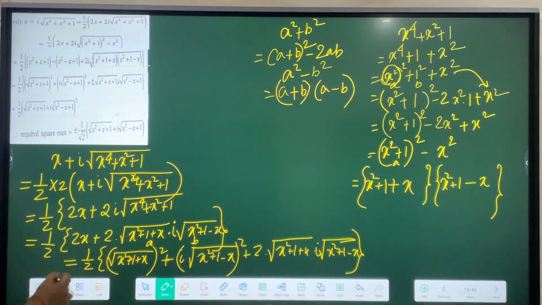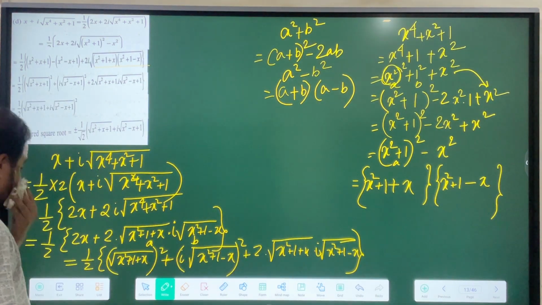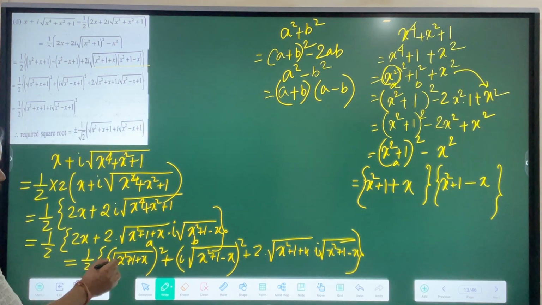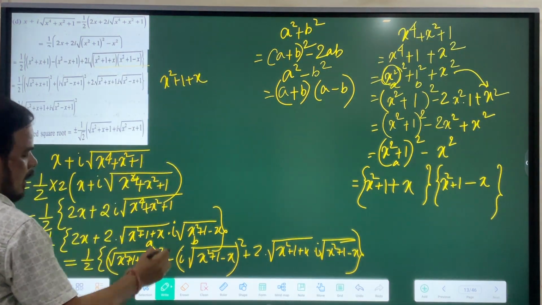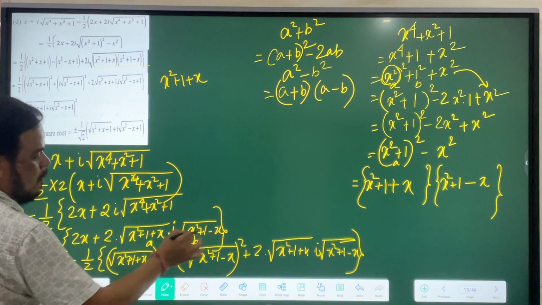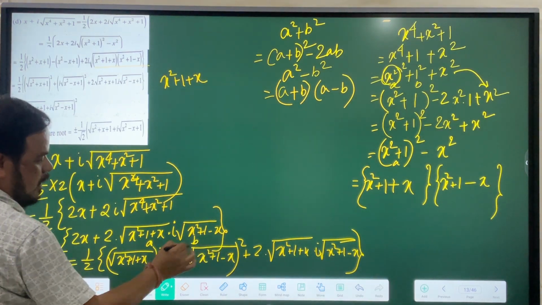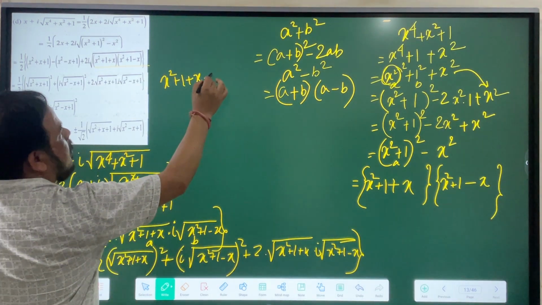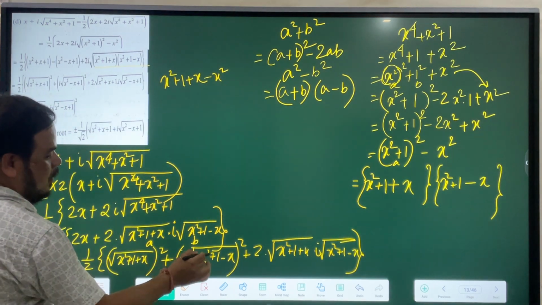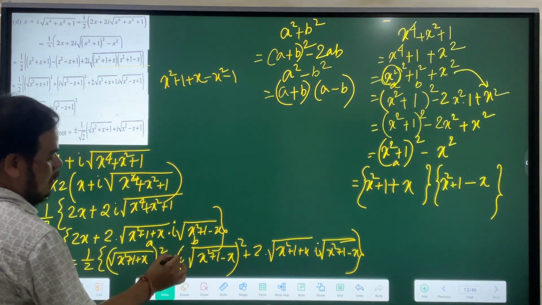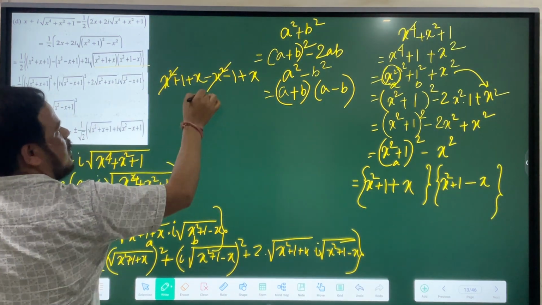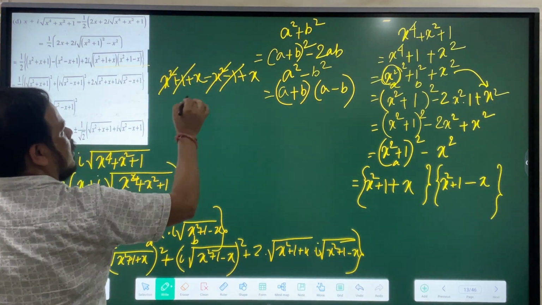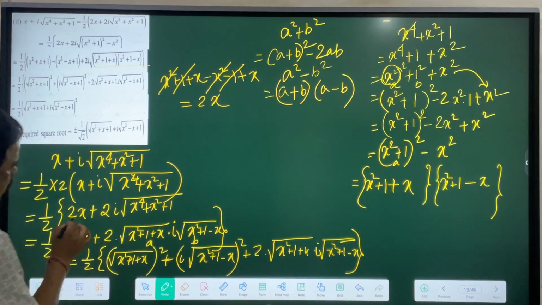How is it the same? 2ab is as it is. Look here. If we square this one it will be cancelled. What is left? x square plus 1 plus x. If we square this one, i square is minus 1. This square does not cancel. Minus 1 into x square, minus x square, minus 1 into plus 1, minus 1, minus 1 into minus x, plus x. So x square minus x square cancel, plus 1 minus 1 cancel. What is left? 2x. There is 2x.